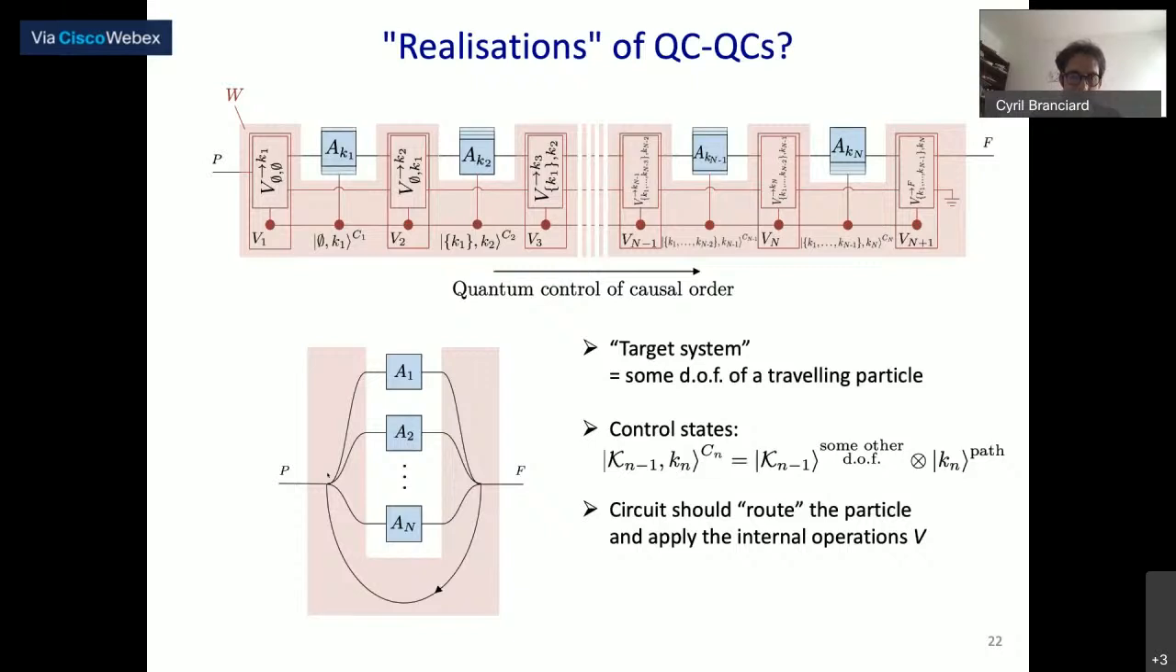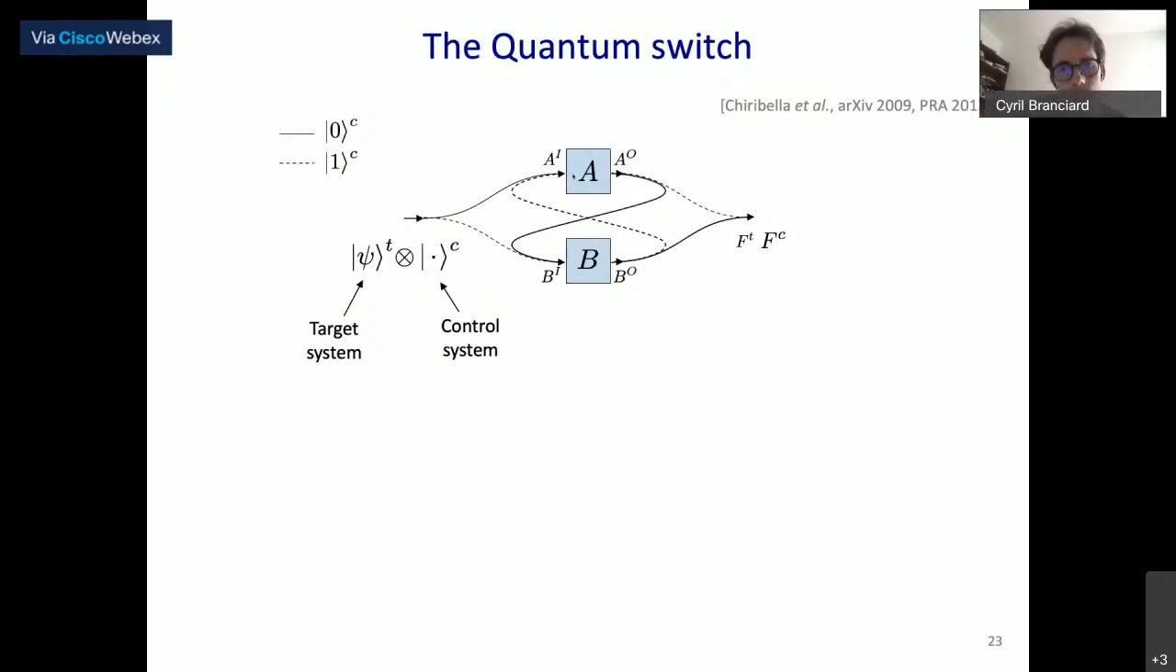Since these internal operations are not the same along the circuit, these would need to be time dependent, or we could use another physical system that encodes a timer that gets incremented. So that's for possible realizations. Now I will come back to this example of the quantum switch to check that this can fit in the framework. So that's what you all know.